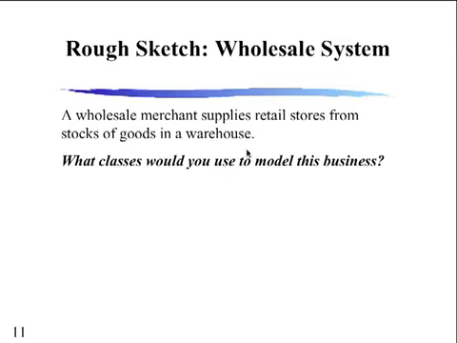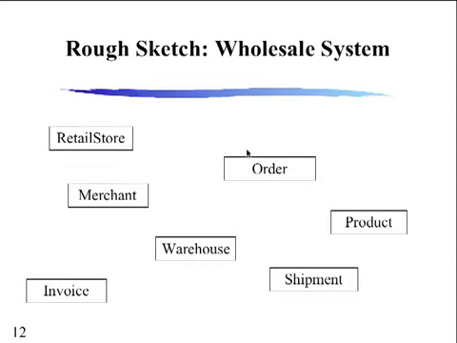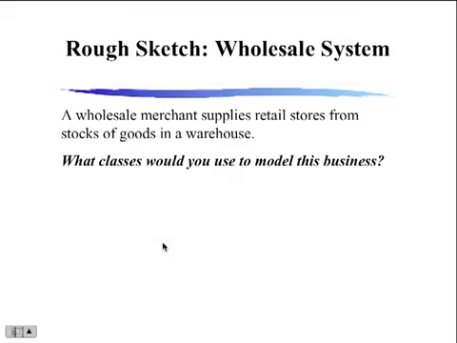A wholesale merchant supplies retail stores from stocks of goods in a warehouse. What classes would you use to model this business? And this is the type of question that you'll end up getting maybe on the final exam or something. It's a common question. It's a wholesale merchant, and he supplies retail stores from stocks of goods in a warehouse. Well, we've got a retail store, merchant, order, product, shipment, invoice. These are items. You can pull the nouns out of there if you want.